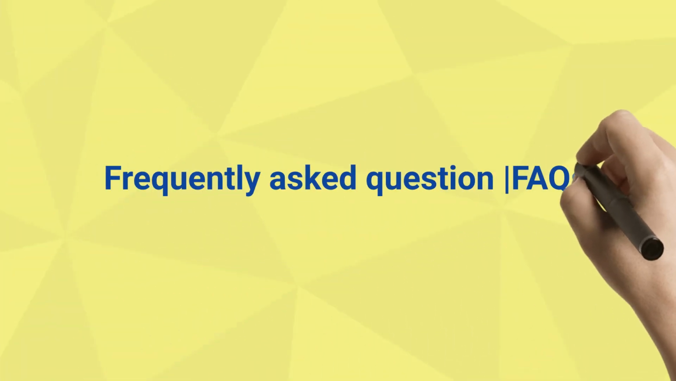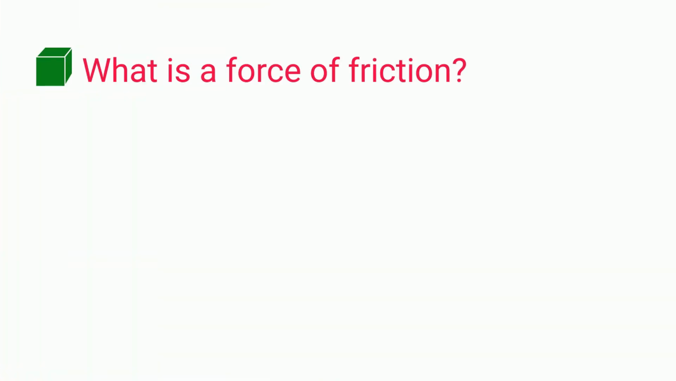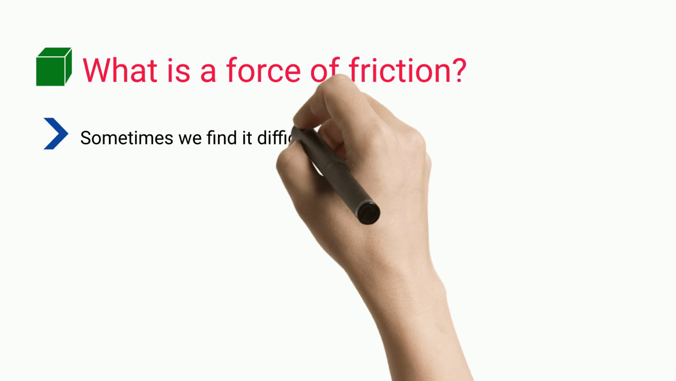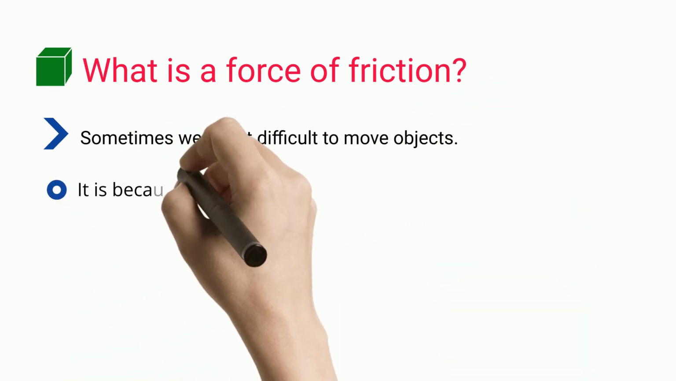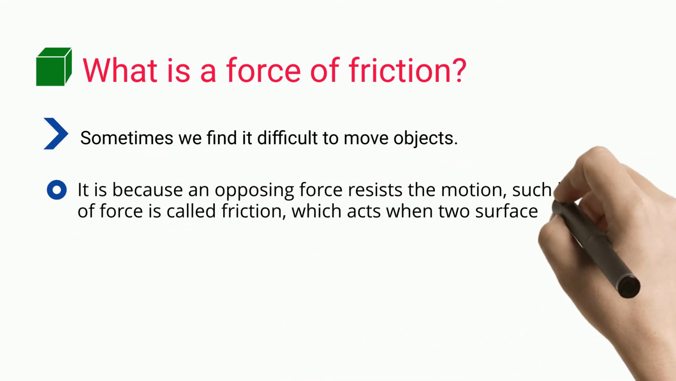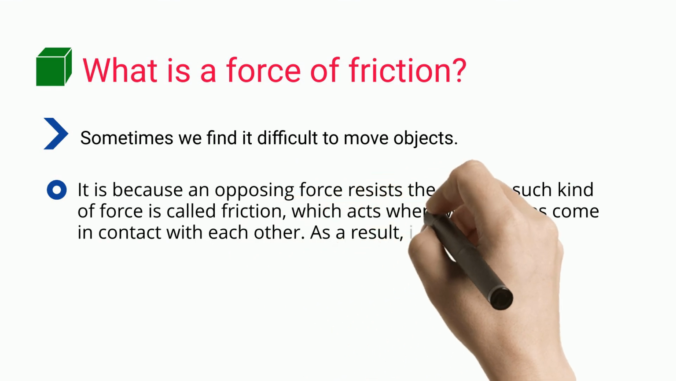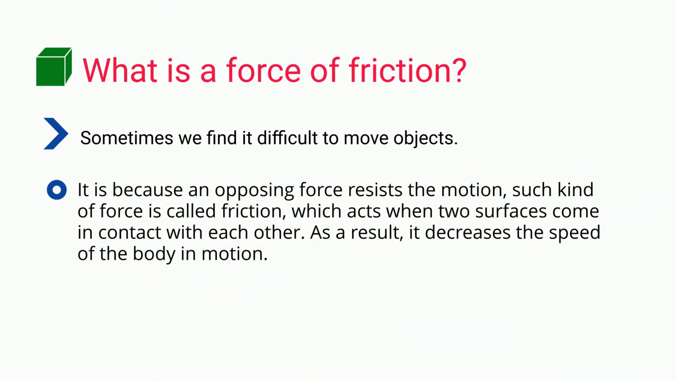Frequently asked questions, FAQs. What is a force of friction? Sometimes we find it difficult to move objects. It is because an opposing force resists the motion. Such a force is called friction, which acts when two surfaces come in contact with each other. As a result, it decreases the speed of the body in motion.